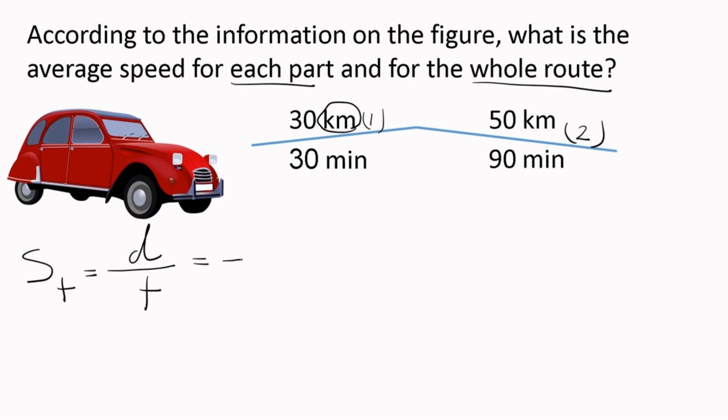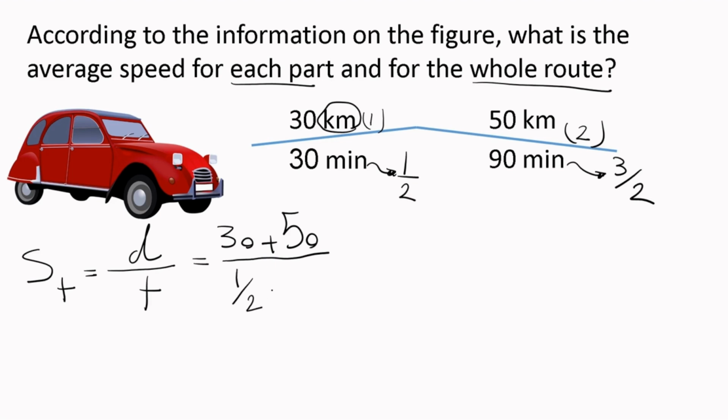Do we have the d for the whole route? Yes, we must add the distance of each part to each other. And do we have the t? Yes, we have the t, but we must write it as hours. As I told you, 30 minutes is 1 over 2 hours, and 90 minutes is 3 over 2. So we must add them to each other.